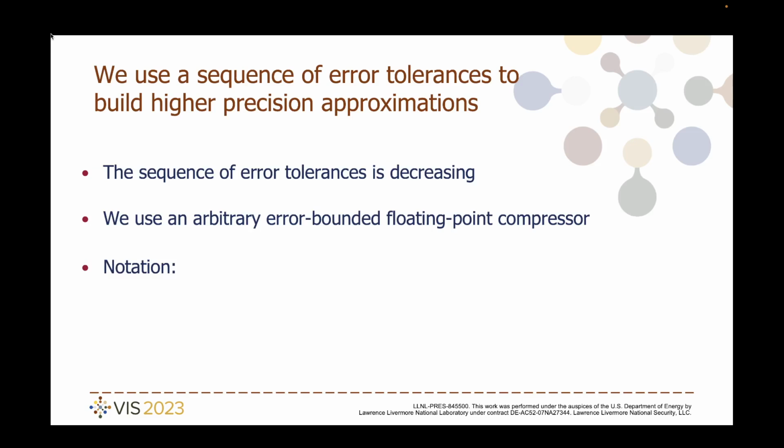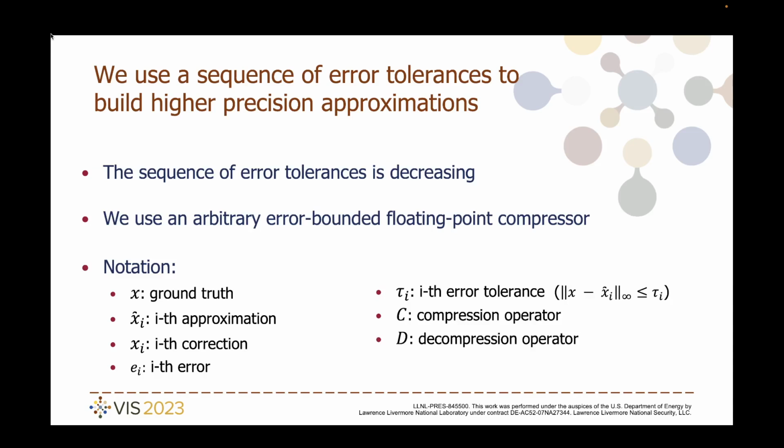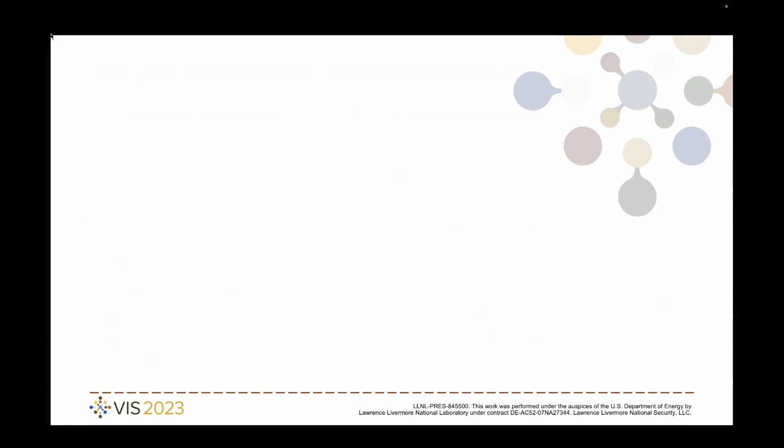For this purpose, let me introduce some notation. X represents the uncompressed data or ground truth. X tilde i is the approximation at iteration i. Xi is the correction, Ei is the error, and tau i is the error tolerance at iteration i. Finally, C and D are operators representing compression and decompression.